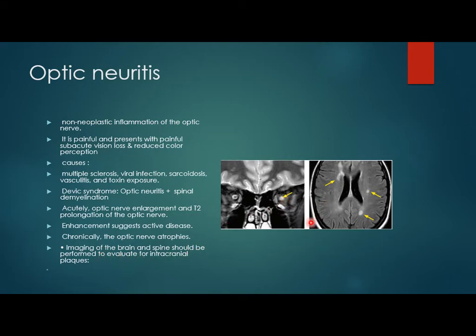Imaging of the brain and spinal cord is important to evaluate for intracranial plaques. Here, it's part of multiple sclerosis. Here there is an MS plaque in the brain in the periventricular area, and here there is enlargement of the optic nerve with enhancement, and we cannot differentiate the CSF surrounding it from the optic nerve.